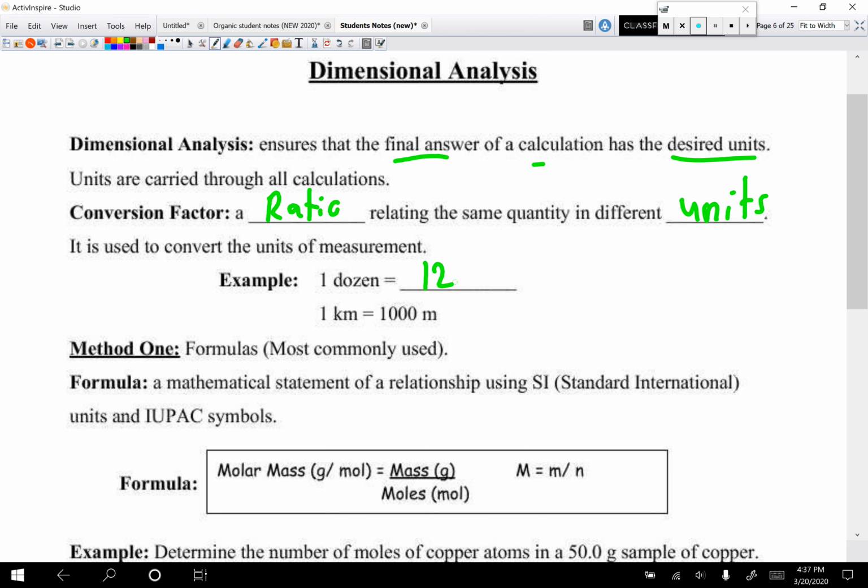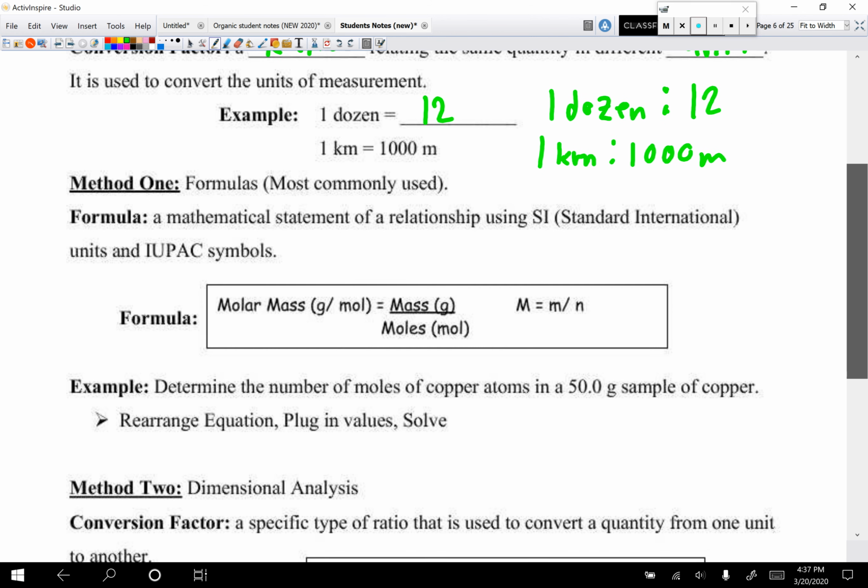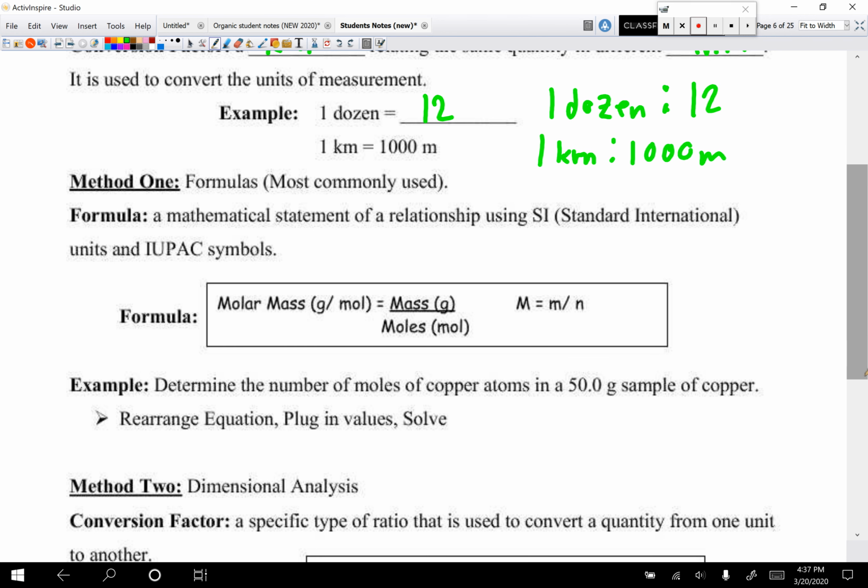So we can use this as a conversion factor because technically that equal sign is a ratio, right? Because we can go 1 dozen is to 12, or 1 kilometer is to 1,000 meters. All right. Now, method 1 we're going to be looking at is that anything that has 2 different units in it, we can use as a conversion factor.